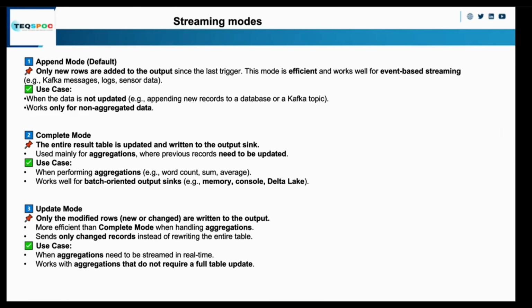So now let us look at the different streaming modes in Spark Structured Streaming. There are typically three modes: one is append, second is complete, and third is update. Let us look at how each and every mode works.